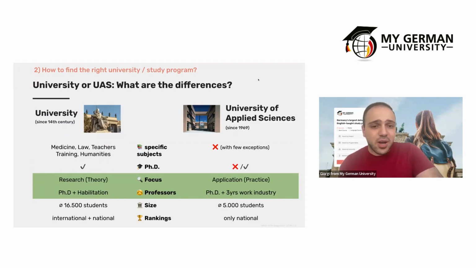The key difference that I would like you to take away from today's afternoon, if you like, is that with a Universität type of university, the focus is usually more on research and theory, and in the case of a University of Applied Sciences, the focus lies more on application and practice.